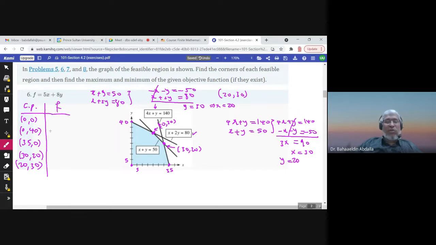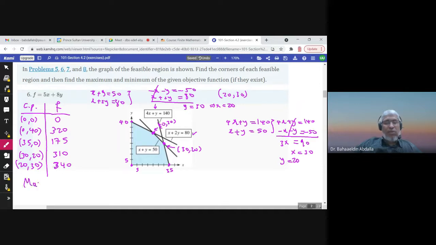Let us replace them in f. f would be 0 here. 8 times 40 is 320 here. 5 times 35 plus 0 is 175. 5 times 30 plus 8 times 20 is 310. 5 times 20, that's 100, plus 8 times 30, so that's 340.